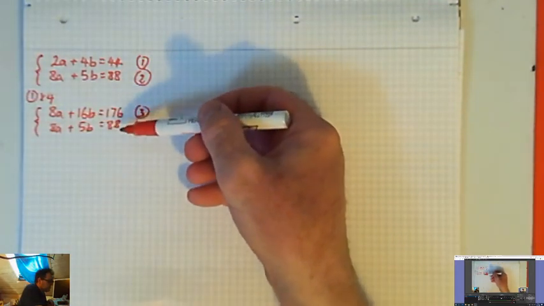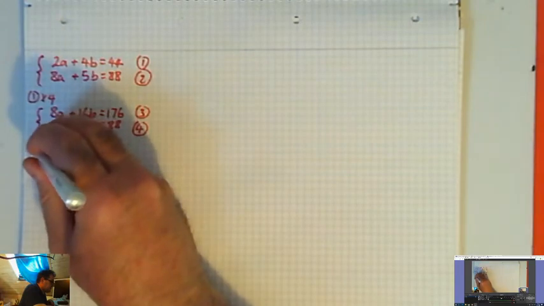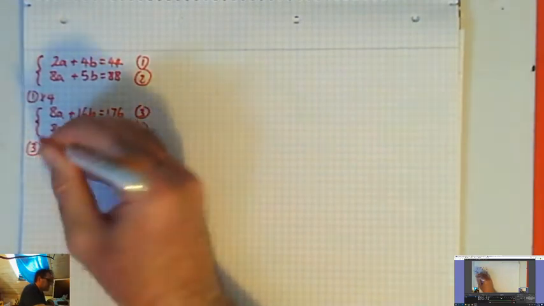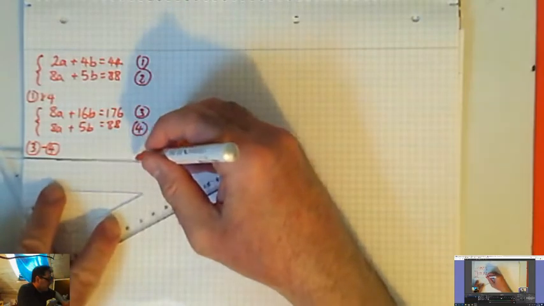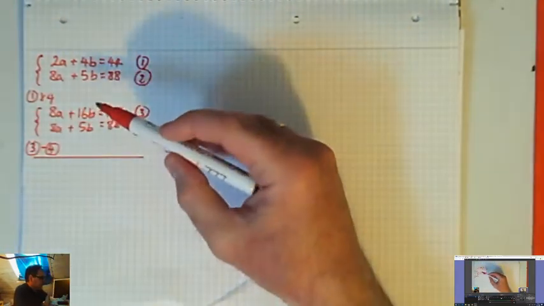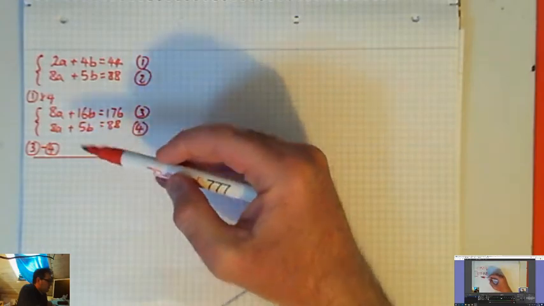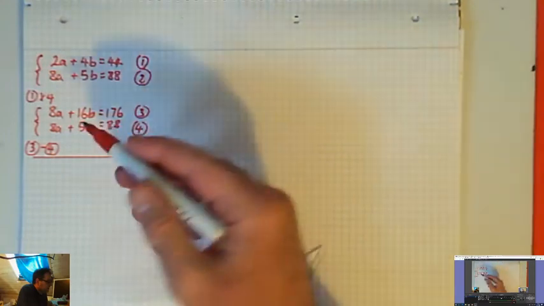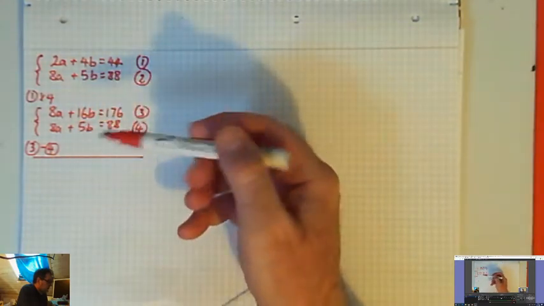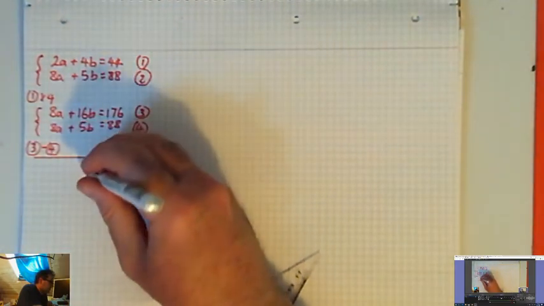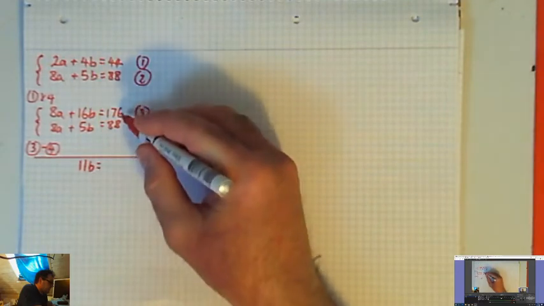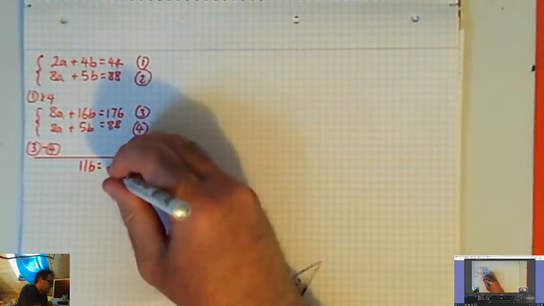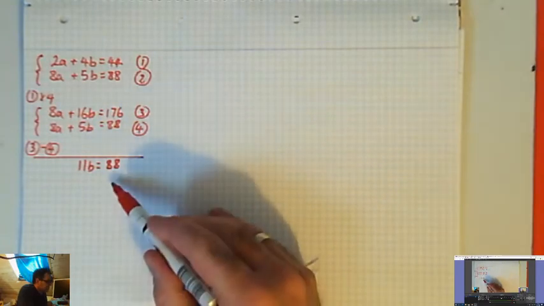And this time I'm going to do everything in the top equation minus everything in the bottom equation. So this time I'm going to do equation 3 minus equation 4, top minus bottom. Now the reason I've done that is I've spotted that I've got more b's in the top than in the bottom, so it's going to come out nicer avoiding negative numbers if I do the big thing minus the small thing. So 8a minus 8a disappears, 16b minus 5b gives you 11b, and 176 minus 88 in fact is 88. So 11b equals 88.